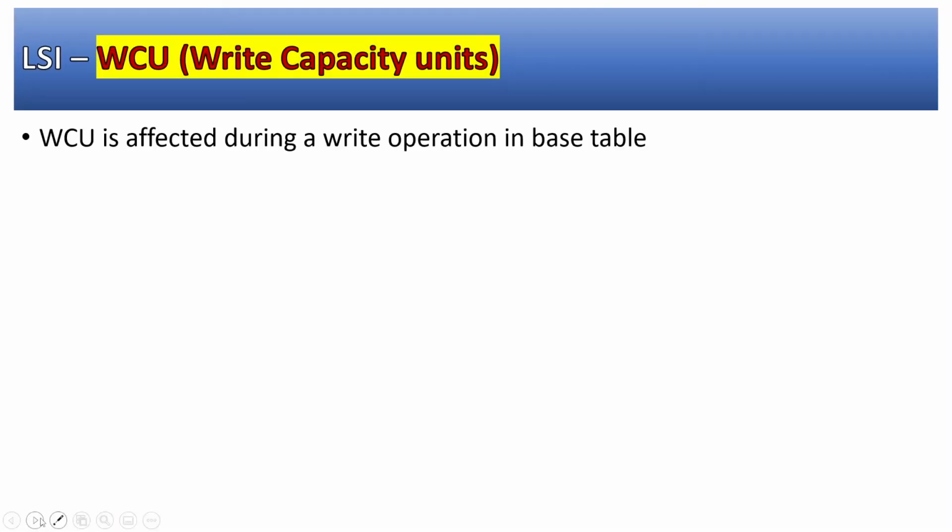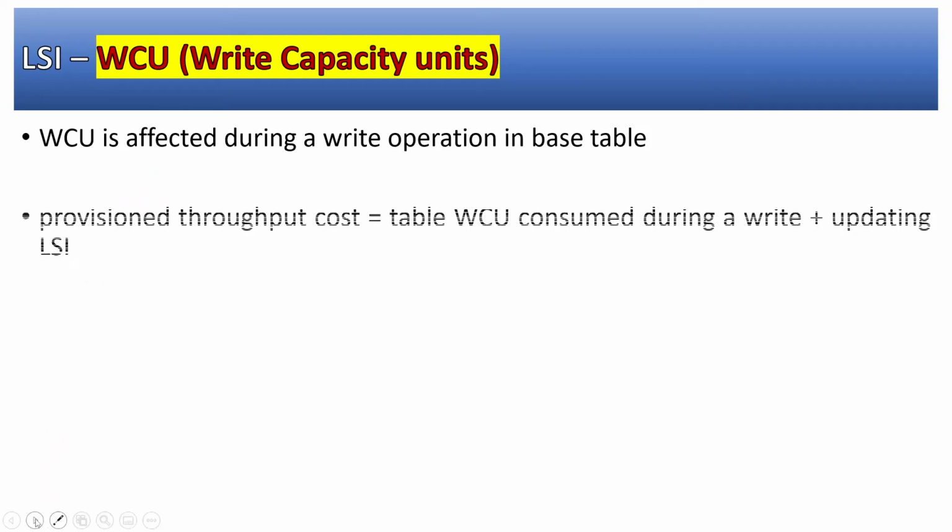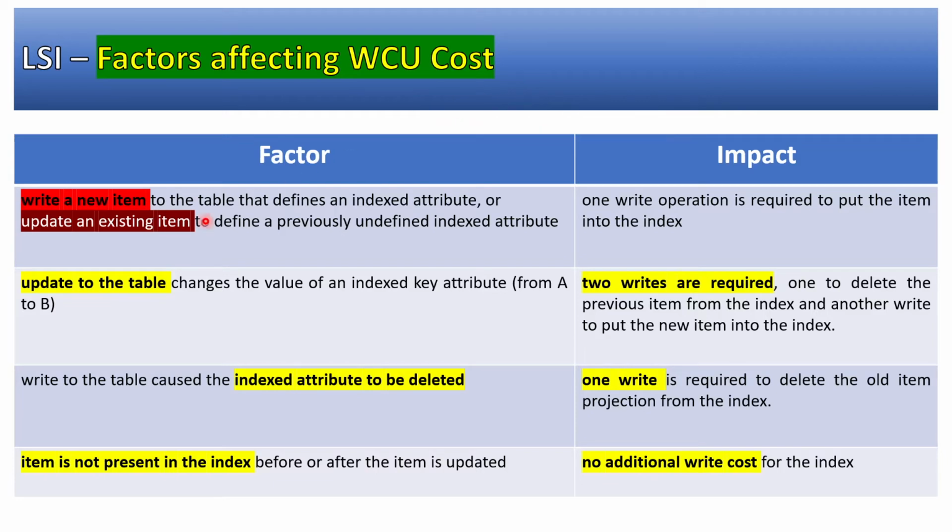Write capacity units. Again, it is impacting the base table. Provisioned throughput cost equal to table WC consumed during a write plus updating LSI. Again, example I will show you. Now, these are the factors which affect WCU cost. If we are writing a new item or updating an existing item where the write has involved the index attribute, then one write operation. If we are updating to the table where indexed key attribute is changed from A to B, then two writes are required, one to delete the previous item. And please note that we are not doing anything, it is DynamoDB which is deleting and inserting a new record in that index. Write to the table cost, index attribute to be deleted, then one write. If item is not present, no additional write cost.